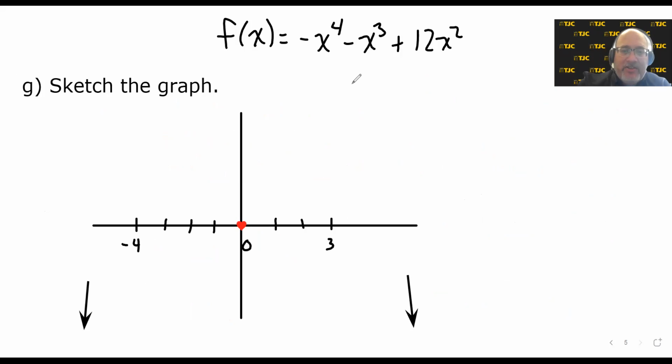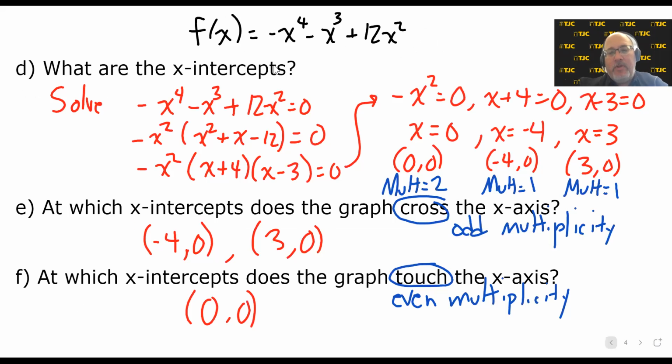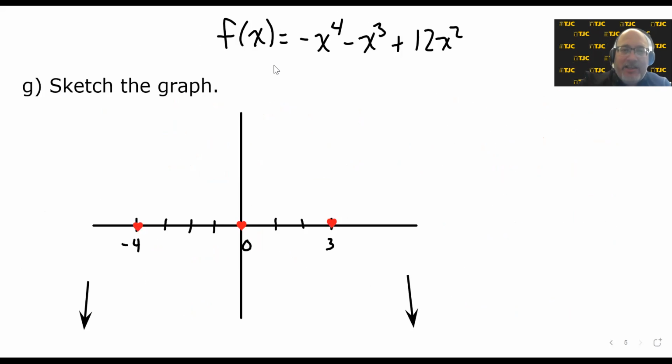And we have an x-intercept at each of those numbers. One at 3, one at -4. But not only do we know that we have x-intercepts, we know it crosses at -4 and 3, but touches at 0. So the way I'm going to indicate that is I'm going to put a C above -4 and a C above 3 to indicate cross, and a T above 0 to indicate touch. Now, this doesn't look like much to go on, but it's a lot.